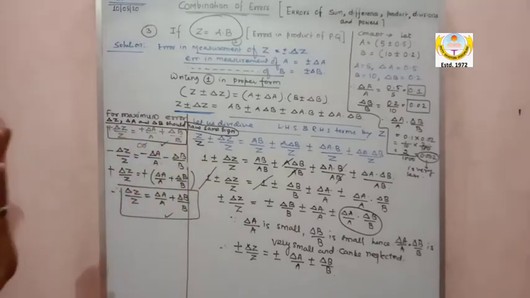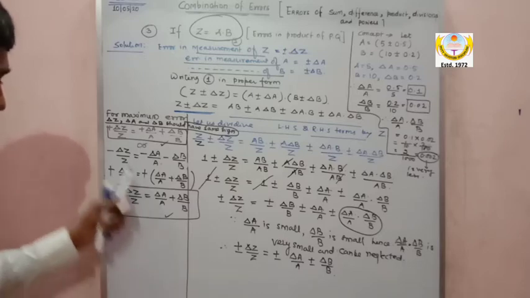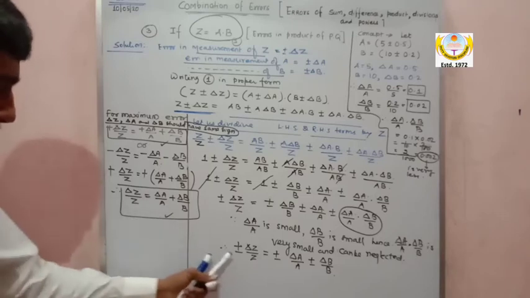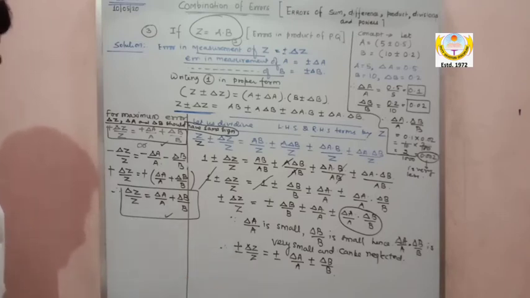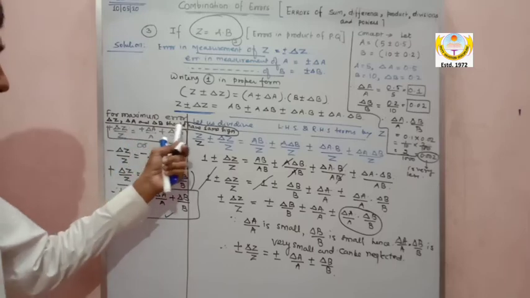But my dear, one point to note down. What is to be noted down? Why have I taken one time plus and other time minus? Because here it is plus and minus. And why have I taken same sign? Because for maximum error, del Z, del A, del B should have the same sign.